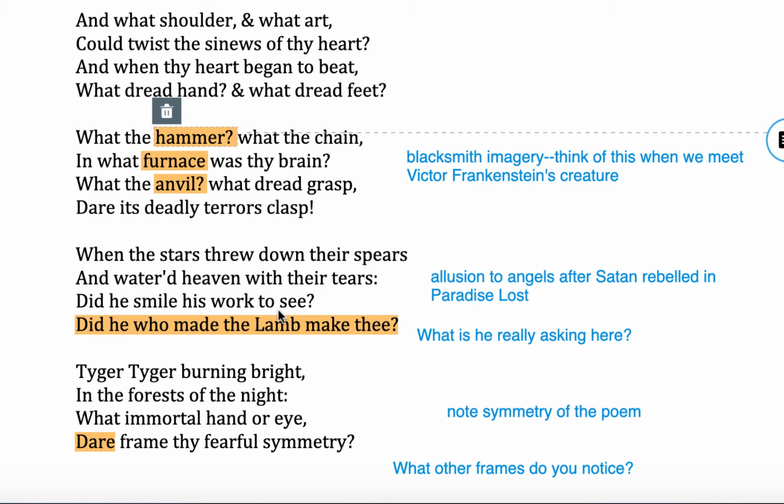What the hammer, what the chain, in what furnace was thy brain? What the anvil, what dread grasp dare its deadly terrors clasp?